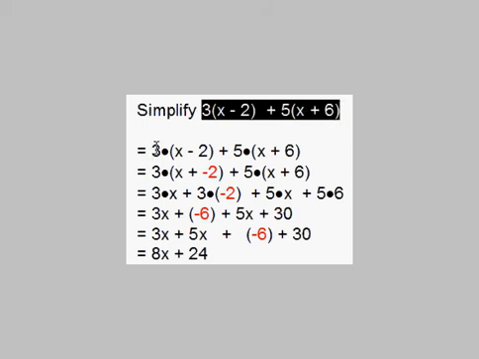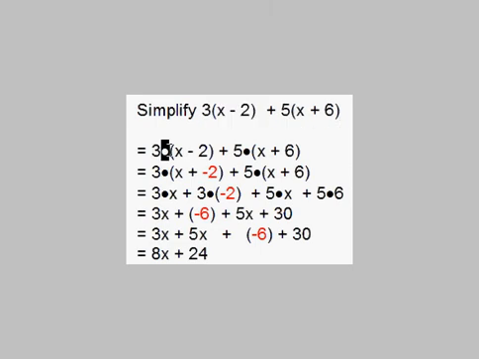I rewrite the problem using a multiply sign in front of each quantity and apply the distributive property. We take 3 times x and we add to 3 times, not 2, but that minus 2 is a negative 2. So think of minus 2 here as plus negative 2. And then we add to 5 times x plus 5 times 6.